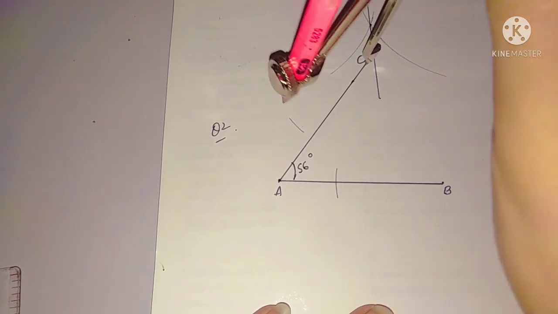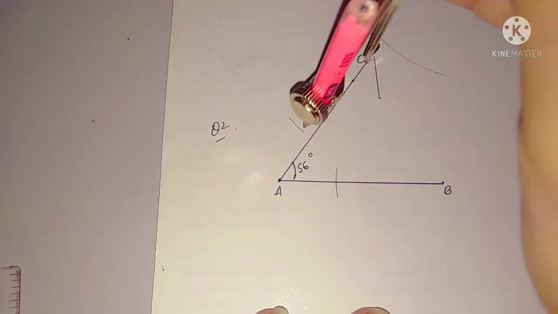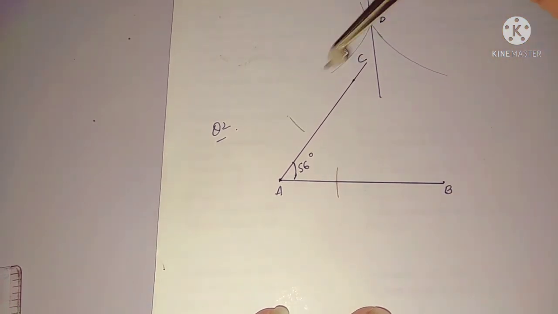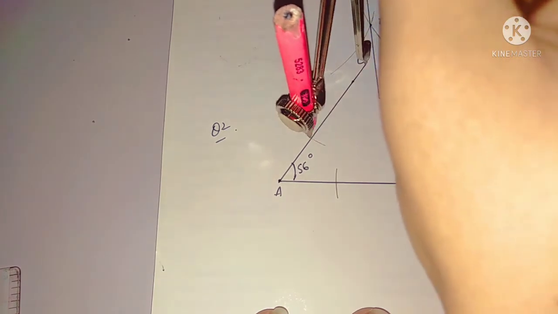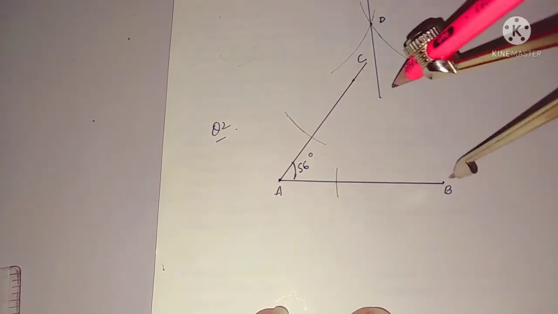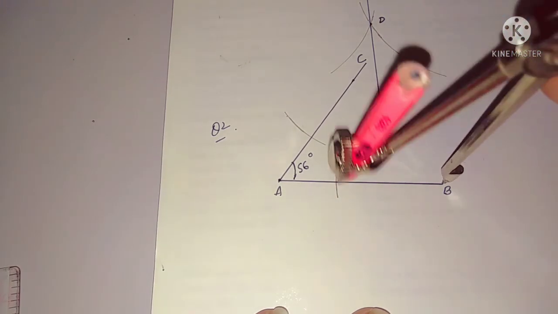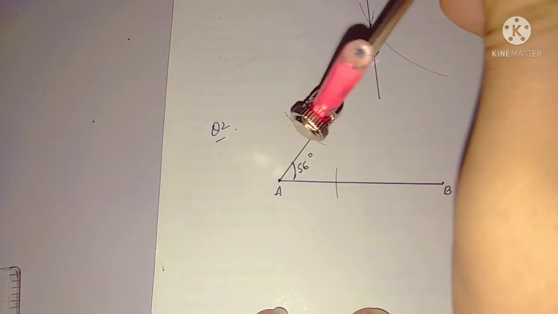Okay, always hold the compass from this stand, so that it cannot be moved. Now draw an arc here. Actually, you have drawn two arcs. First you put the compass on B and drew this arc, and now you have put the compass on C and drew the arc here like this.